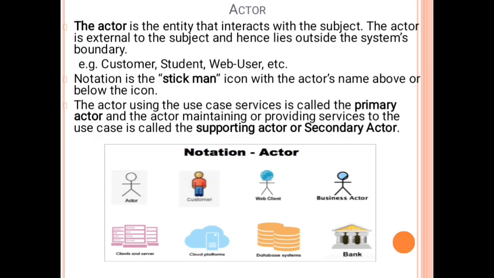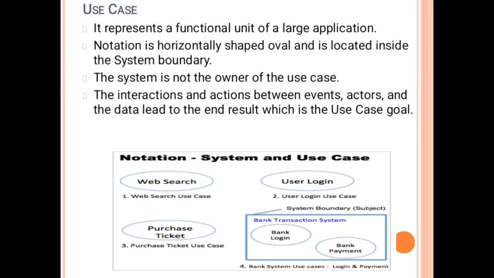Next, actor. Actor is the entity that interacts with the system. The actor is external to the subject and hence lies outside the system boundary. Examples: student, customer, like that. The notation of the actor is a stick man. The actor using the use case service is called the primary actor, and the one maintaining or providing services to the use case is called the supporting or secondary actor.